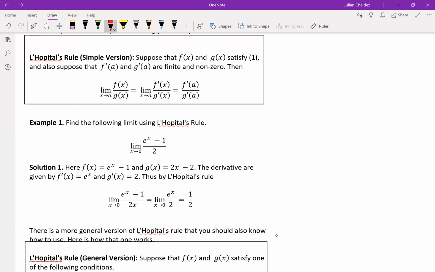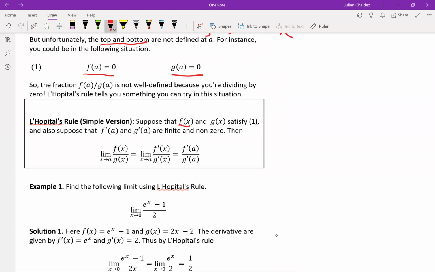It says if I have two functions f and g that satisfy this first condition, f of a is 0 and g of a is 0, and I suppose that the derivatives are finite and non-zero, then the limit of the ratio f of x over g of x as x goes to a is equal to the limit of the ratio of the derivatives as x goes to a. And under the hypotheses that f prime of a and g prime of a are well defined, this is just the ratio of these two things.